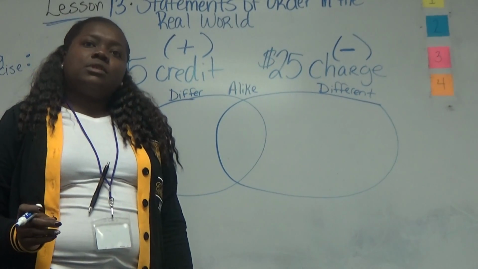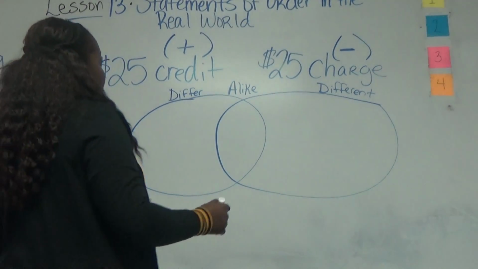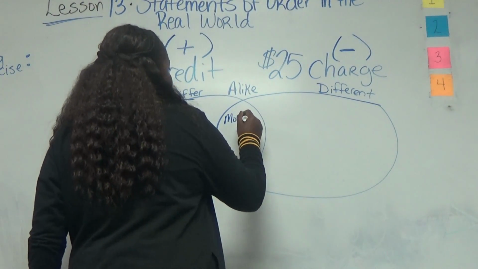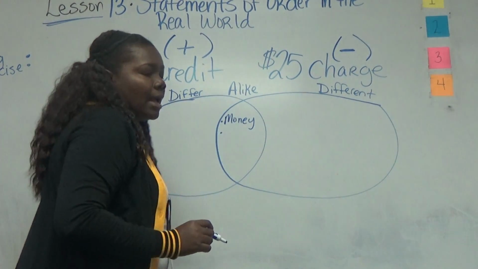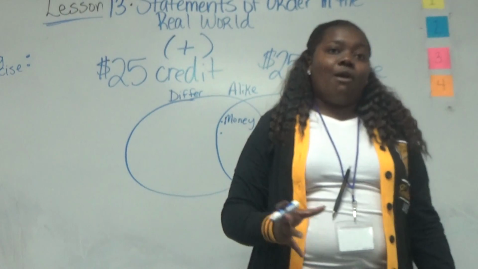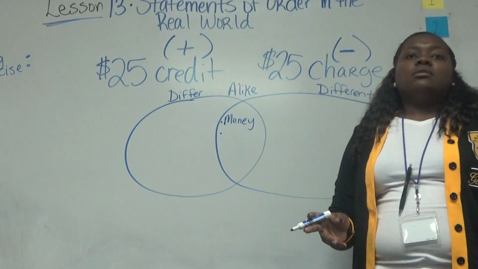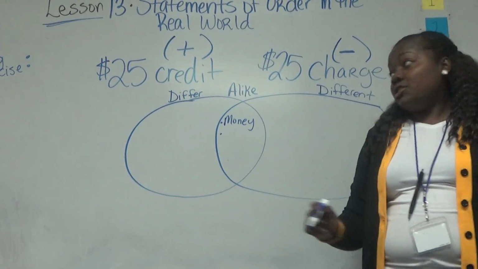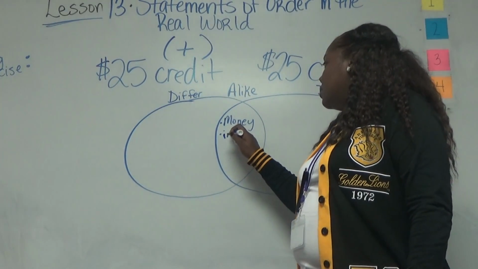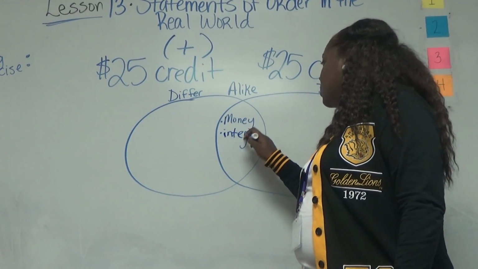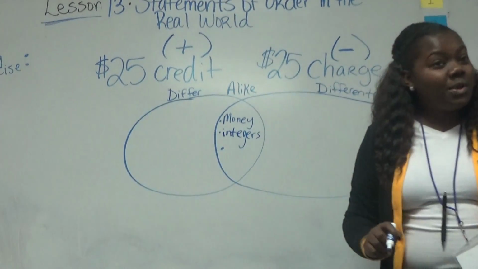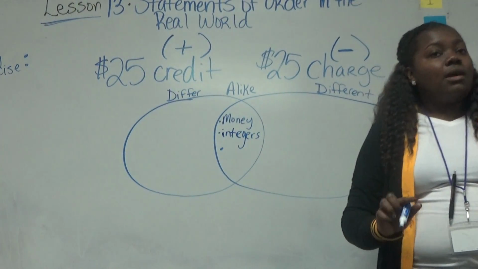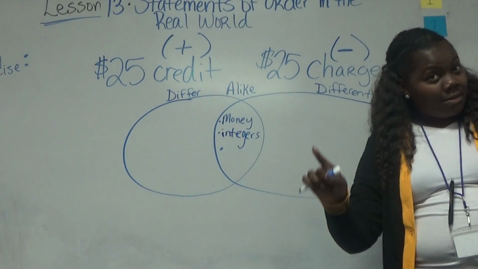So how are they both alike? They're both dealing with money. Okay, she said they're both dealing with money. What else? Think about the number line. What else can we say that they both are? They're integers. They are integers. What else? What else, Nayeli? They're both 25, right? Yeah. But there's something. They're both 25 units away from 0.